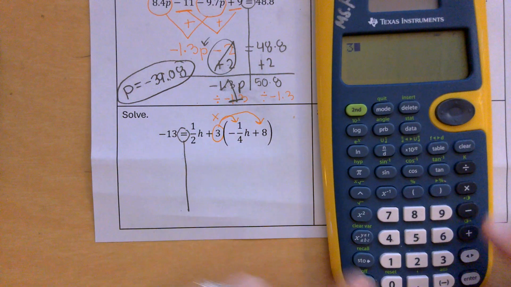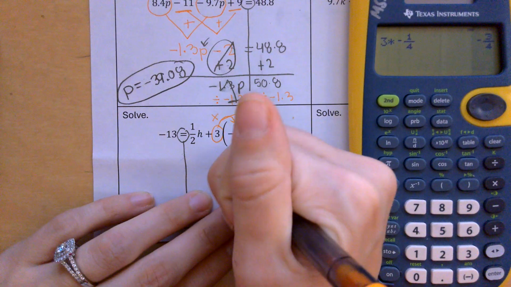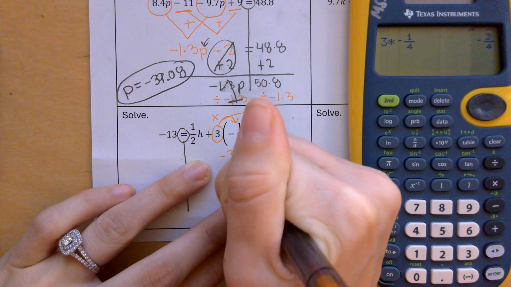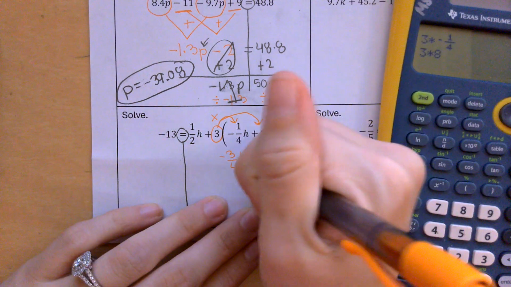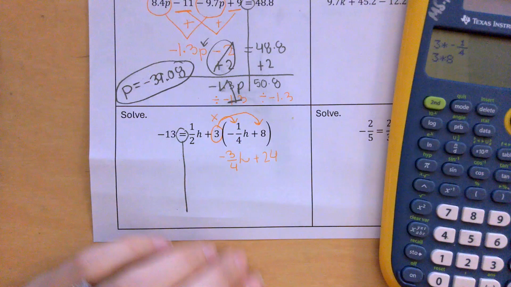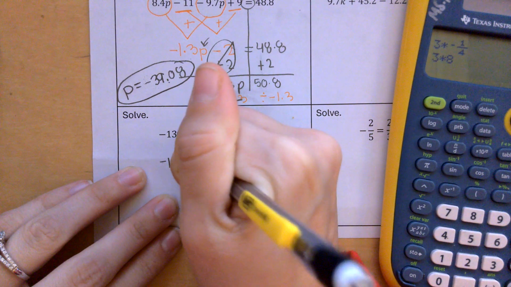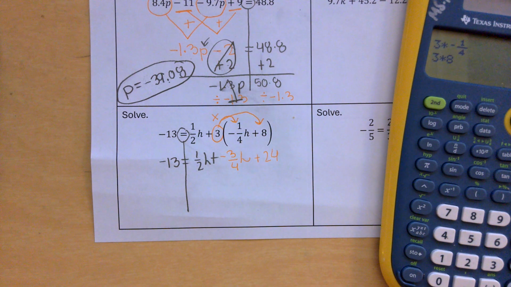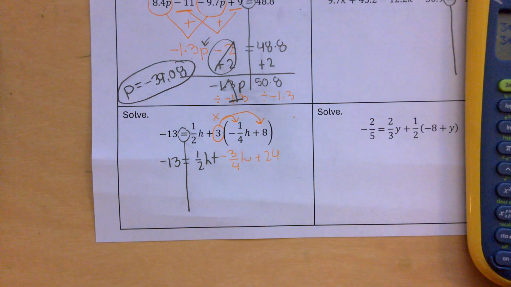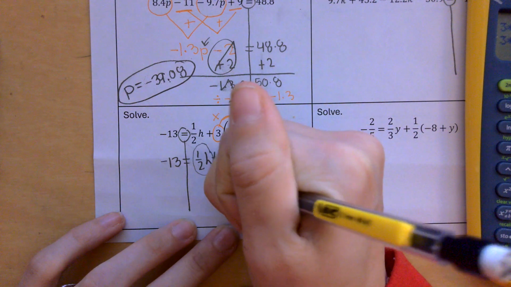So we're going to do 3 times negative 1/4. I get negative 3/4 h. Then 3 times 8 will give me positive 24. Once I distribute, I'm going to bring everything down. Negative 13 equals 1/2 h and plus. Everything else got used. Then this one also has too many letters, so we're going to combine like terms. Don't forget that that's a negative h.